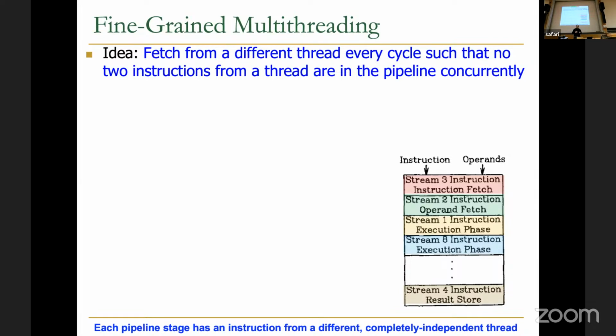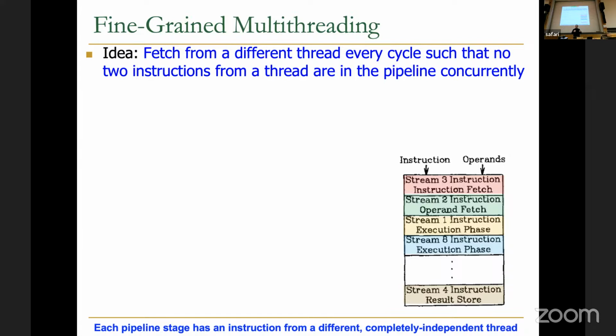So you don't need to check for dependency stalls and stall your pipeline, because the instructions that you are reading into your pipeline are completely independent. Why? Because they are from different threads, and those threads should not be dependent on each other, for sure.